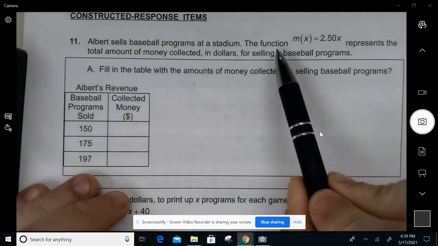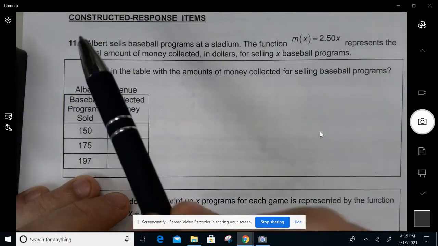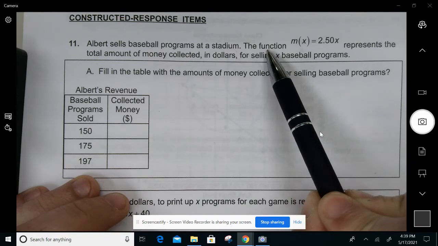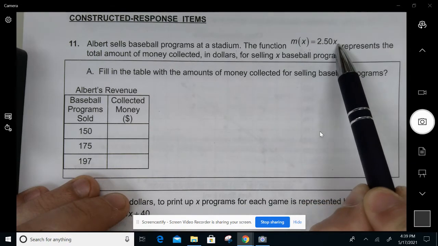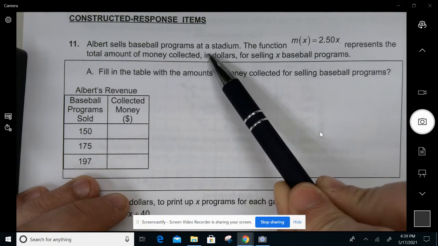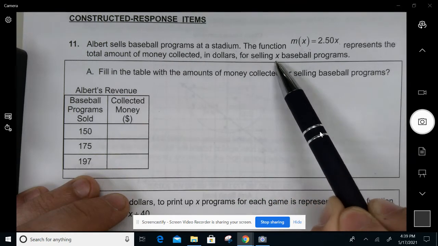So this is function notation, and it basically just says Albert sells baseball programs at a stadium. This function, m of x equals 250 times x, represents the total amount of money collected in dollars for selling x baseball programs.